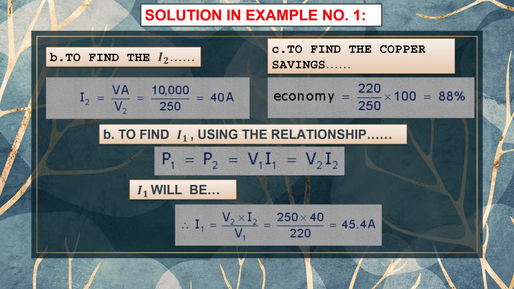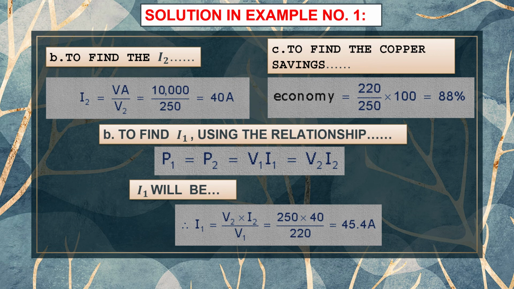So, we will need this formula for getting the I sub 2. I sub 2 is equal to VA all over V sub 2. So, yung value ng VA is yung given na rated output, which is yung 10,000 VA or 10 kVA. Ang V sub 2 naman natin is equal naman siya sa 250. So, 10K all over 250 is equal to 40 amps.